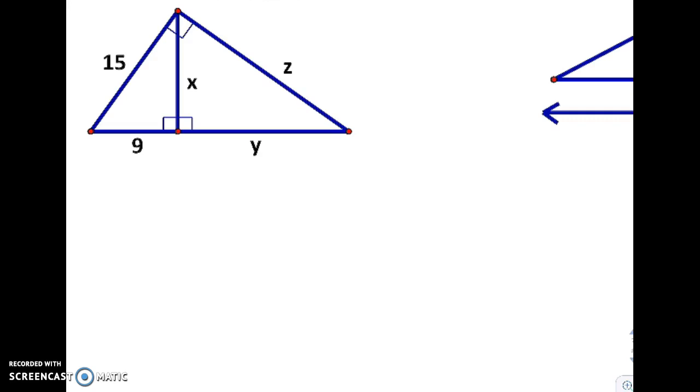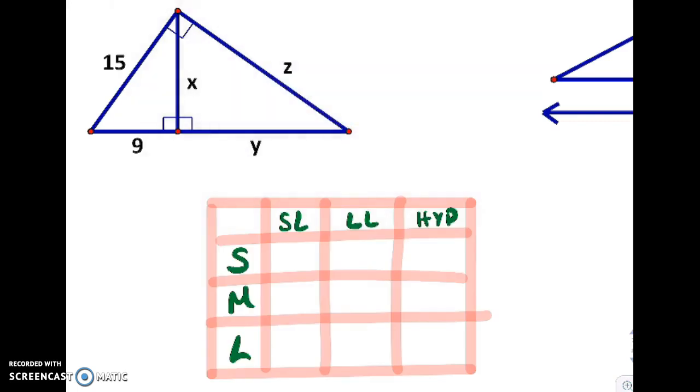So I'm going to have you draw this chart. And remember, what this stands for is the small triangle, the medium triangle, and the large triangle. The small triangle is here, the medium triangle is here, and the large triangle is the big one on the outside. This stands for short leg, the longer leg, and the hypotenuse. So first, let's just solve for x. If you can. Can you solve for x?